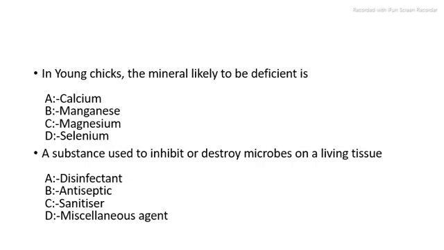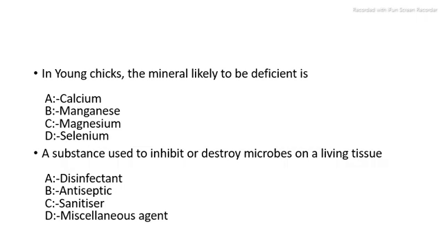Next question. In young chicks, the mineral likely to be deficient is option A calcium, option B manganese, option C magnesium, option D selenium. So which is the mineral likely to be deficient in young chicks? Correct answer is option B, that is manganese.